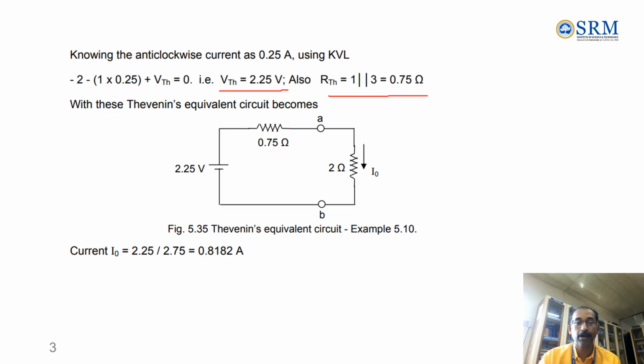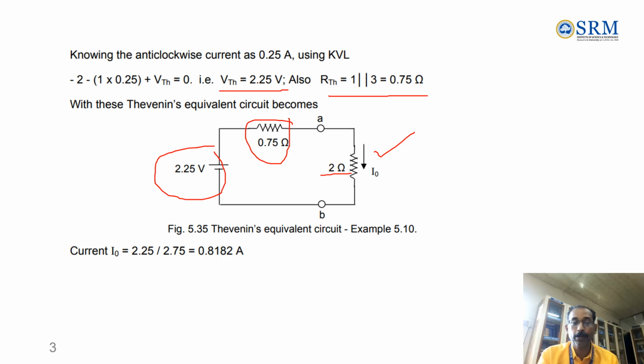After computing the two values, just substitute the Thevenin voltage and the Thevenin resistance here. This one is an observation from the given circuit: the 2 ohm is directly taken from the given circuit. So now we have a very simple circuit. This circuit is called Thevenin's equivalent circuit. The complex circuit is redrawn as a simplified Thevenin's equivalent circuit. That is the beauty of Thevenin's theorem. With that, you can easily calculate the value of I naught.